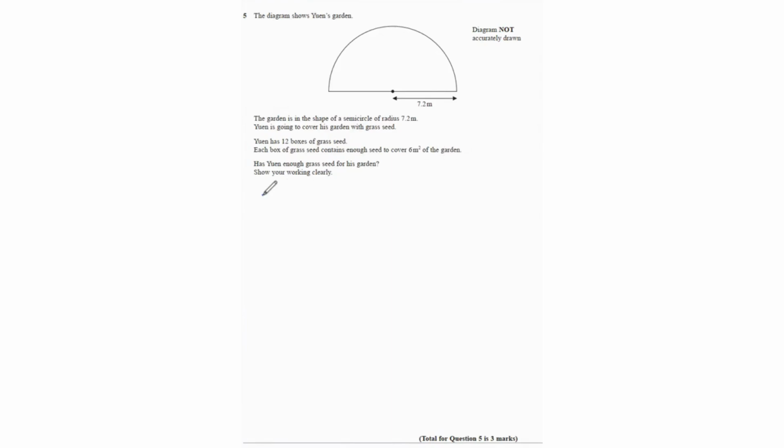So first thing first, let's find the area of the garden. It's a semicircle, so we divide pi r square by 2. Because full circle is pi r square, so half circle is going to be half of pi r square. Radius is 7.2, so 7.2 square. And that is going to give us 81.43 meters square.